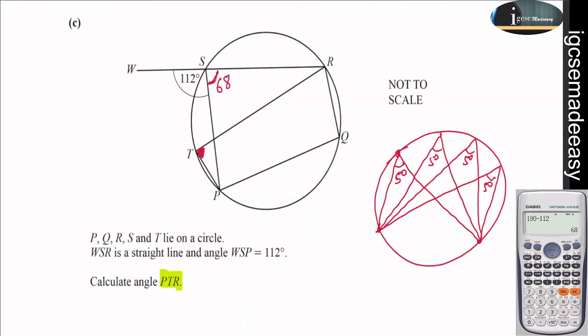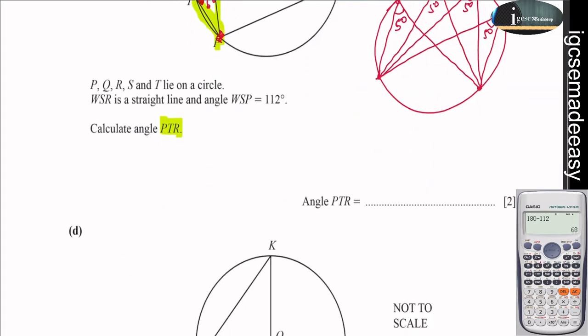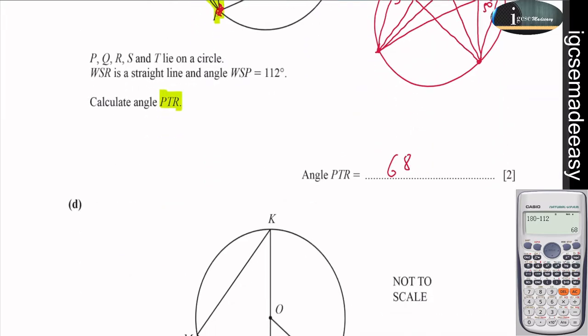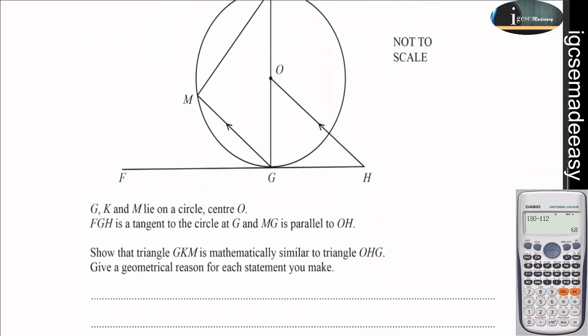Okay, so you can see that this angle is made from this leg, right? This leg, and this angle is also made from the same leg, right? This leg, same leg. So it means that the angles will be equal to each other. So this angle is 68, that angle will also be equal to 68. So PTR equals 68.